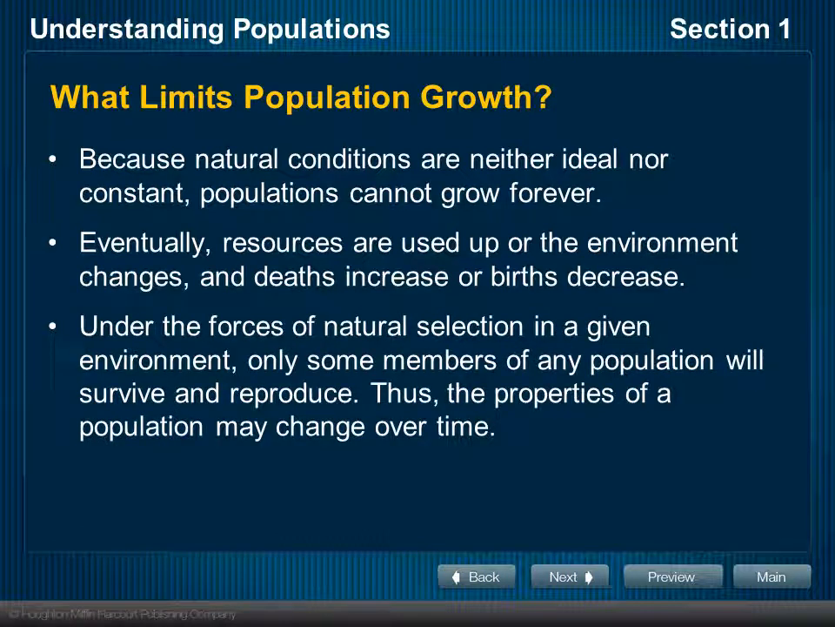Natural selection plays out, therefore, in this scenario, and what ultimately happens is only certain members of any population survive and reproduce. And those who survive and reproduce become the distinguishing properties of that particular group or that particular population in that space, in that time.